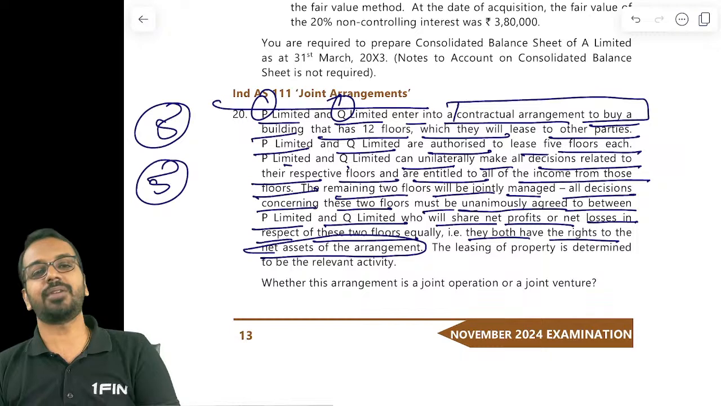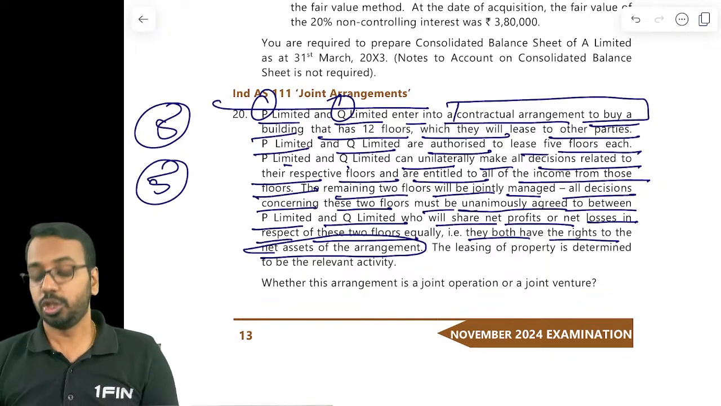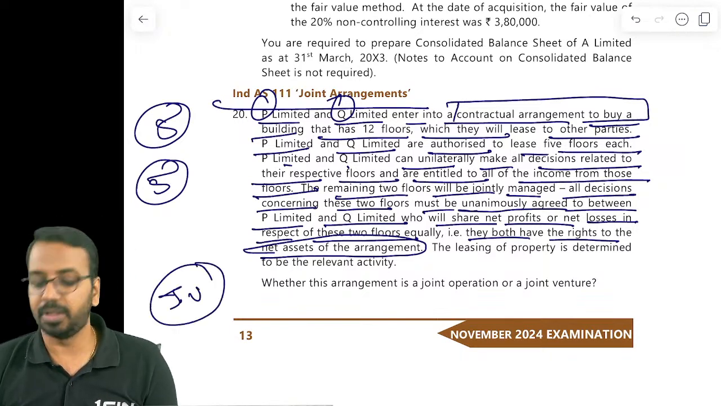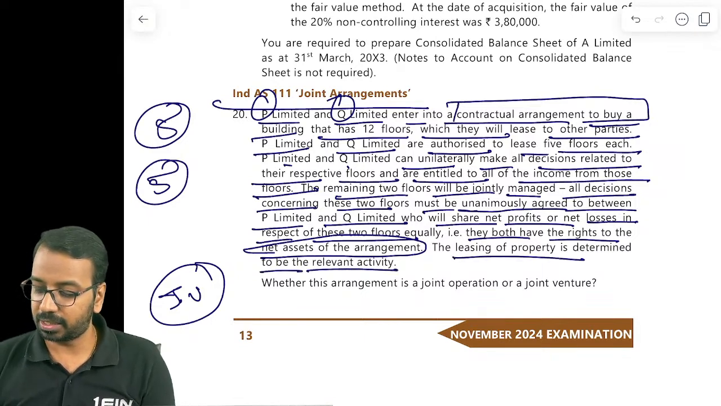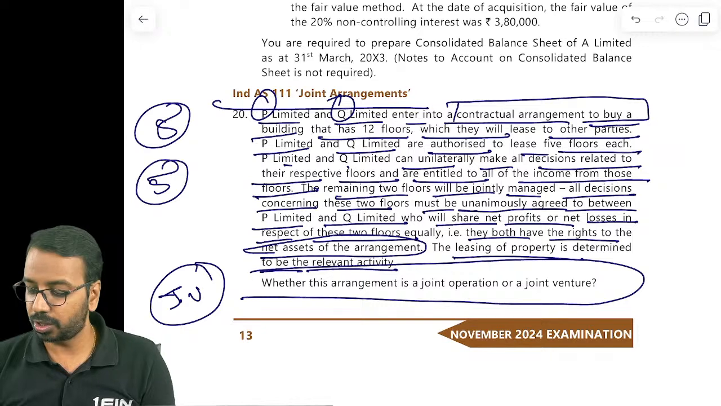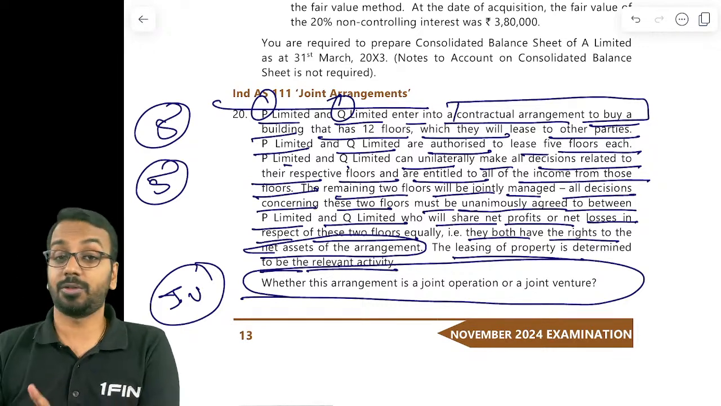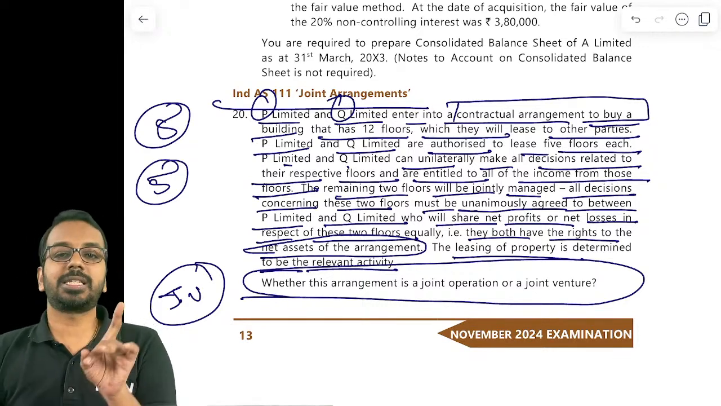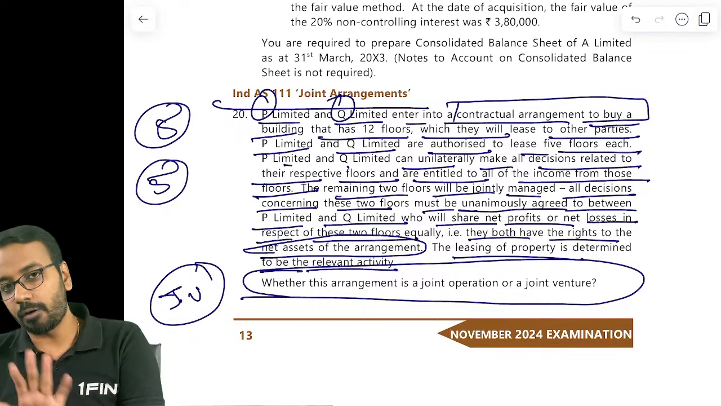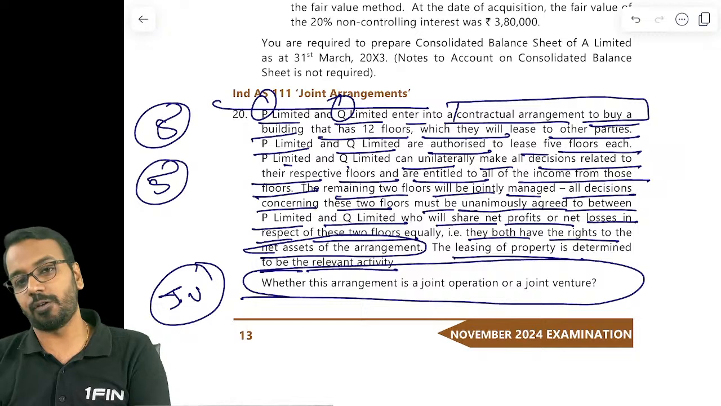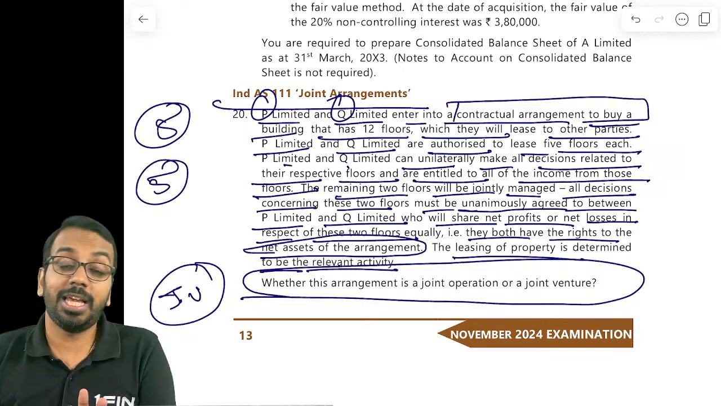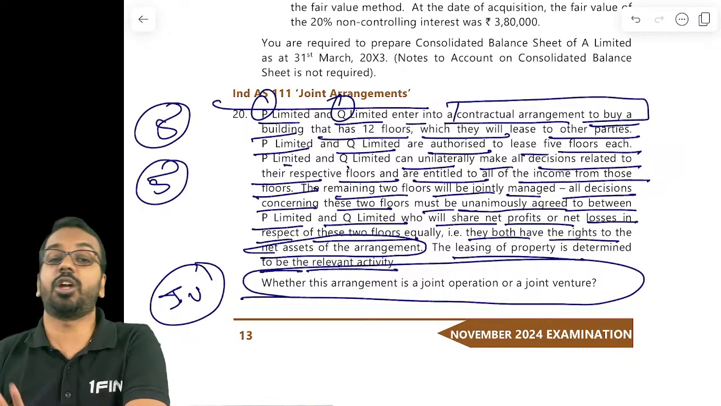Now, generally, when you have the rights to the net assets of the arrangement, you call it a joint venture and not a joint operation. The leasing of the property is determined to be a relevant activity, whether it's a joint operation or a joint venture. Now, one thing that you have to keep in mind is, if a separate entity is not formed, they have not said they have formed a separate entity. If a separate entity is not formed, we will not be able to classify this as a joint venture.